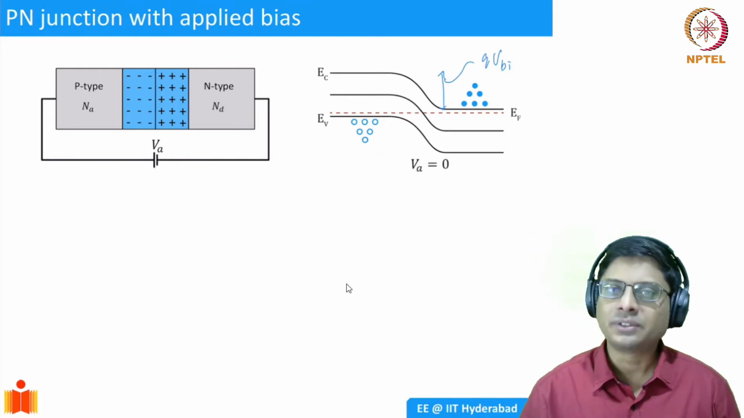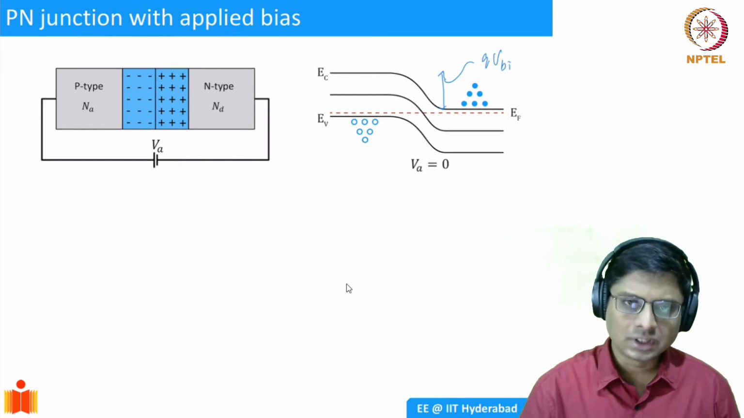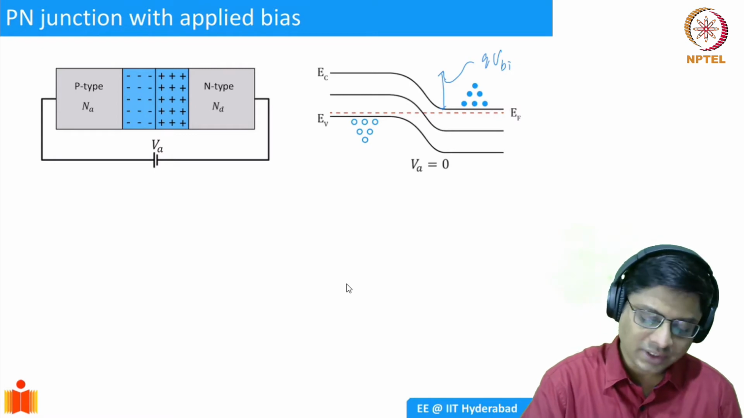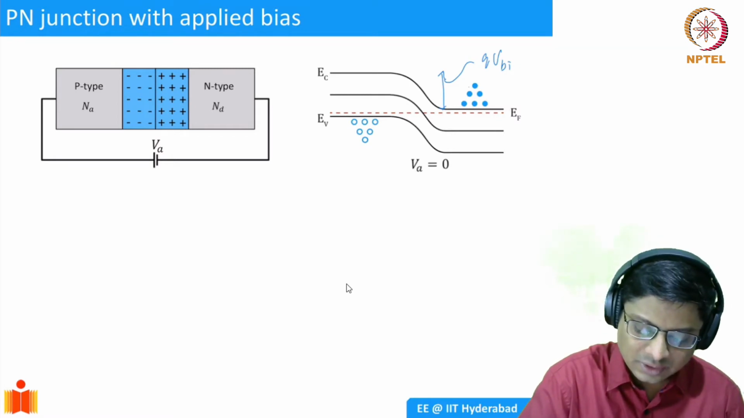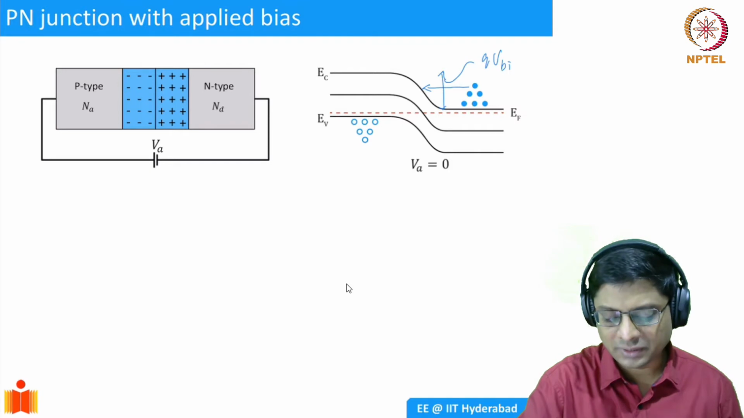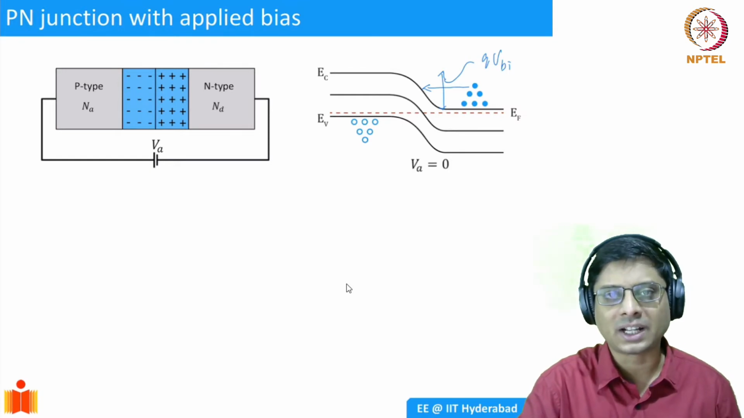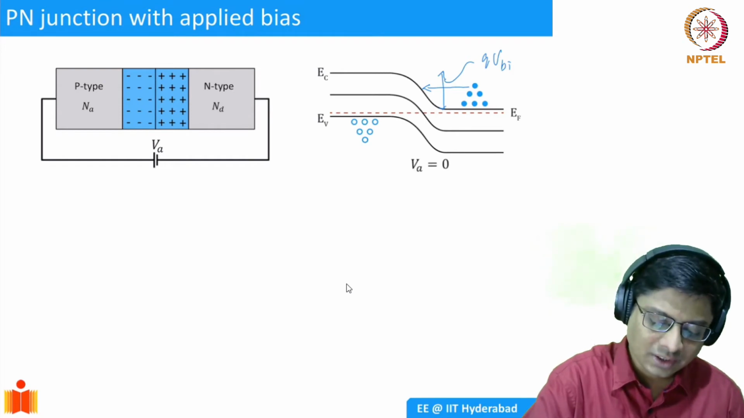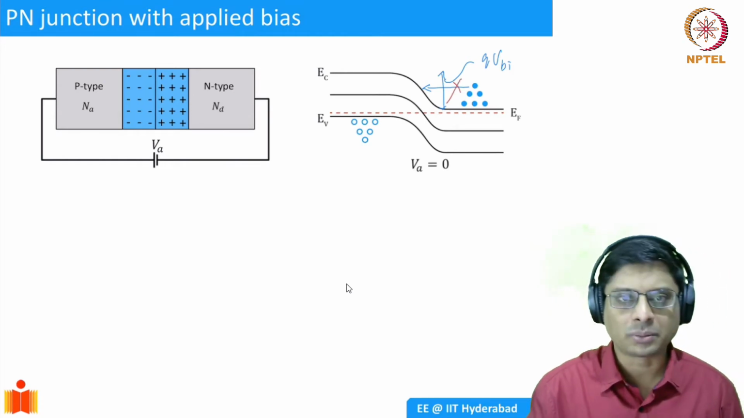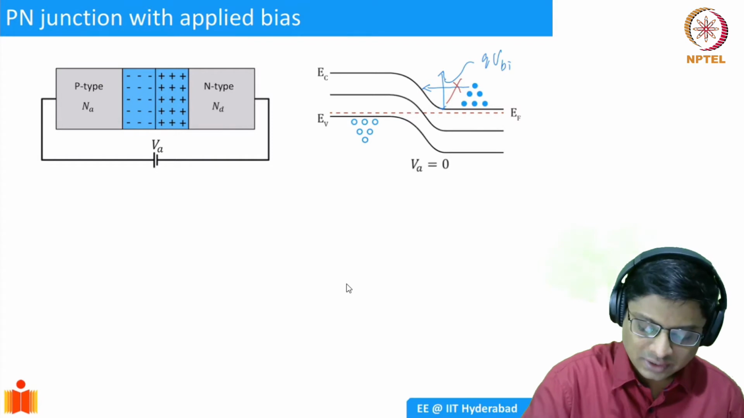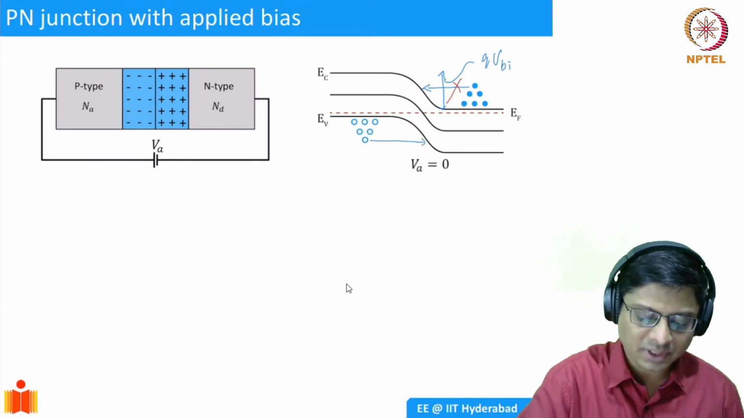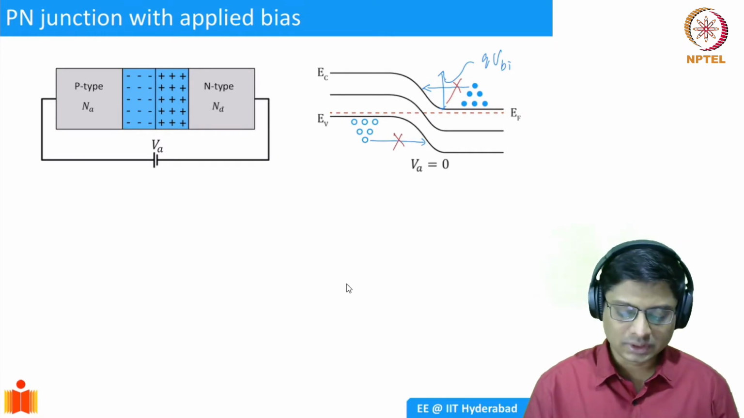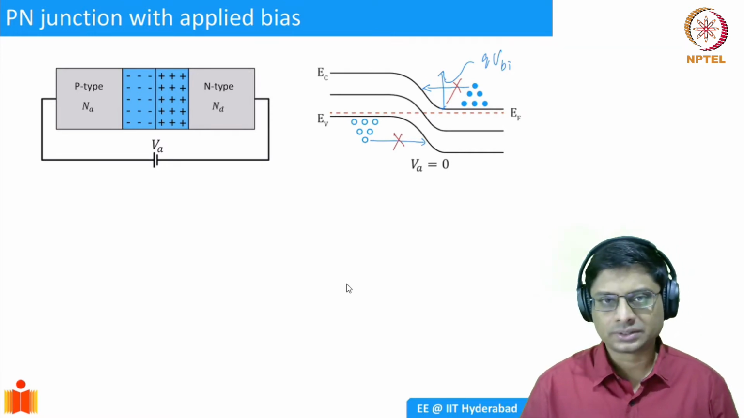Now, if there is no external voltage, would there be any current in the circuit or in the junction? Well, no. The reason is that even though you have a higher concentration of electrons in the N-type semiconductor, they cannot diffuse into the P-type semiconductor because there is a potential barrier. This diffusion is not possible. Similarly, holes cannot diffuse into the N-type semiconductor because of the barrier seen by the holes. So we don't have any current.